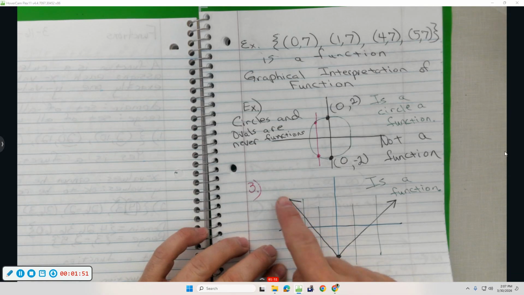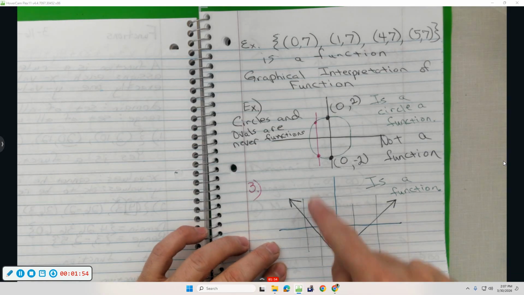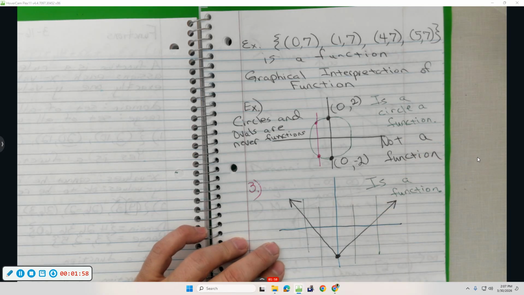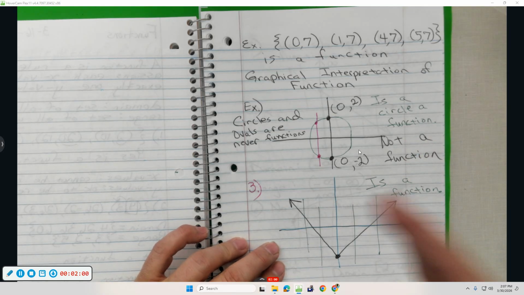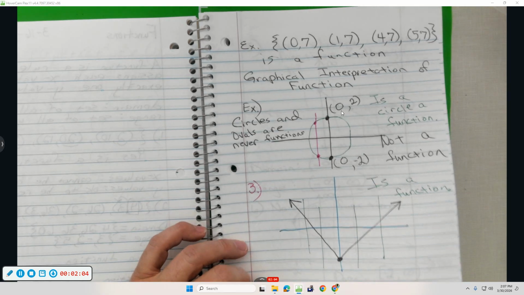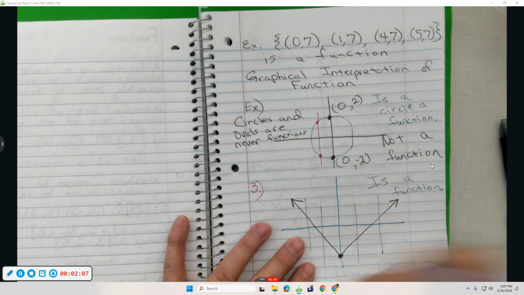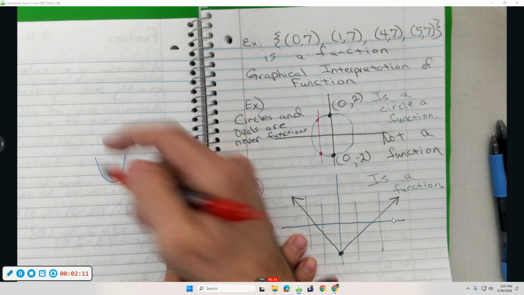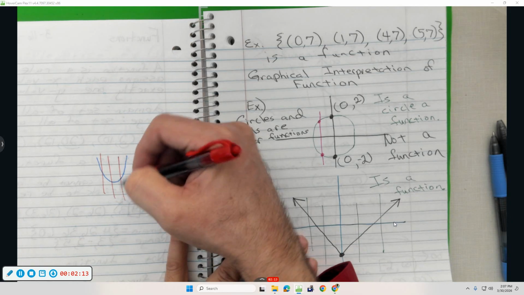Now, absolute value graphs, the V's, those are functions, provided they're not opening left or right. At this point, we're looking only at stuff opening up and down because those are functions. Like a parabola that opens up, it's a function. It passes the vertical line test.